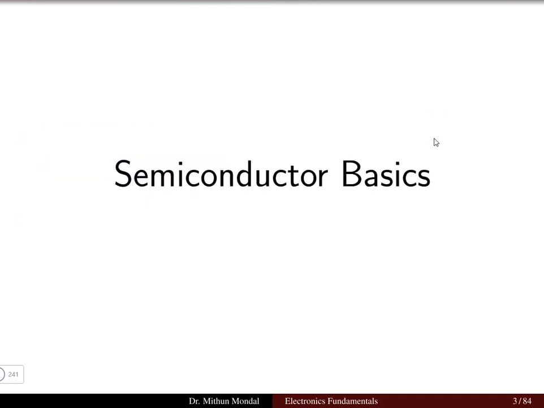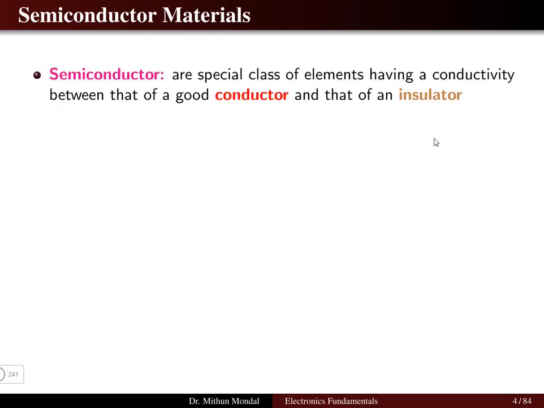So semiconductors, first let us understand the semiconductor materials. What are semiconductors? Semiconductors are a special class of elements having conductivity between that of a good conductor and that of an insulator. We can classify the material as, first, a conductor whose conductivity is very good. Second, we have the insulator, which has bad conductivity, or the material is fully insulating in nature. Hence, semiconductors are those materials whose conductivity lies between the conductor and the insulator.